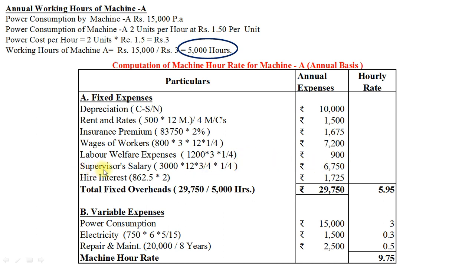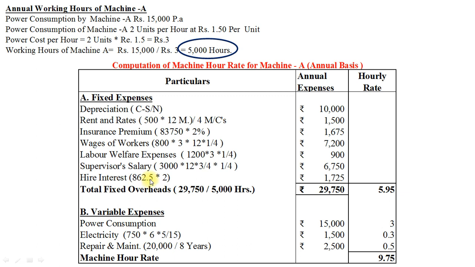Then supervisor's salary 3,000 rupees per month, multiply by 12 months, multiply 3/4, because supervisor spends his 3/4 time for supervising the machines, multiply 1 by 4. 1 by 4, 1 represents machine A and 4 represents total machines 4. So supervisor salary for machine A amounts to rupees 6,750 per annum.